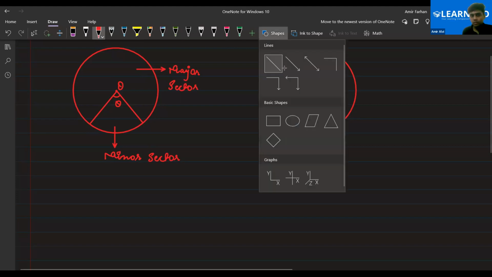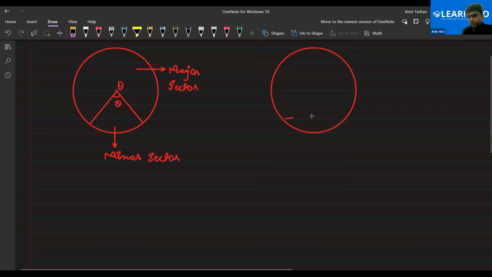And suppose this is a chord, this is a line. So this will be called a chord. A chord is a line which cuts the circle at two points. Okay. So the smaller portion will be called the minor segment.